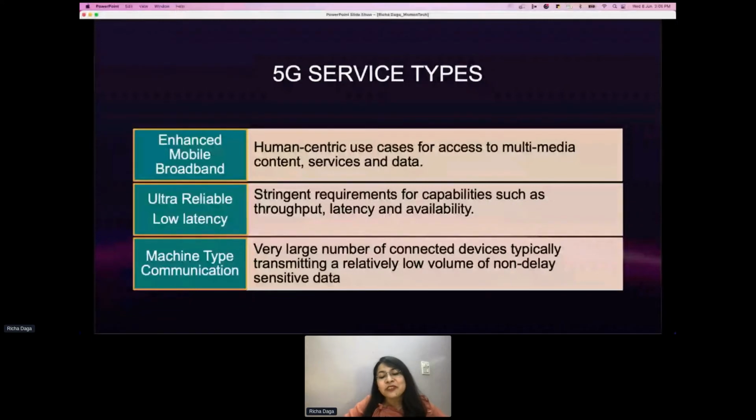Some examples that fall in this category are wireless control of industrial manufacturing or production processes, remote medical surgery. So I think this is one of the use cases which we have been thinking a lot about during the pandemic, like if we can have remote medical surgeries taking place, and that can only be enabled if there is ultra low latency in communication. So smart grids, transportation safety are all enabled with this use case.